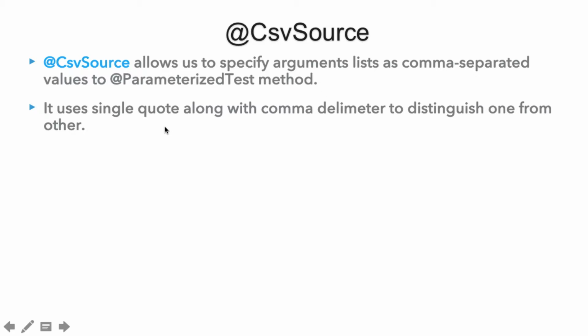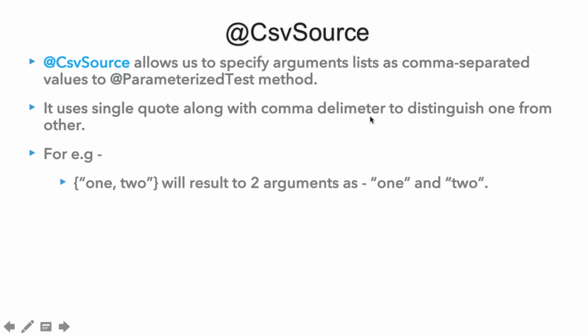So here you can see, as it is a CSV source, the input parameter is in the form of a string. And how this annotation works is, it uses single quotes along with a comma delimiter to distinguish one string from another. So let's see some examples. Let's say in our @CsvSource annotation, if we provide values such as 1, 2 separated by a comma, then these values will be passed to our @ParameterizedTest as two arguments. The first one will take the value 1 and the other argument will take the value 2.